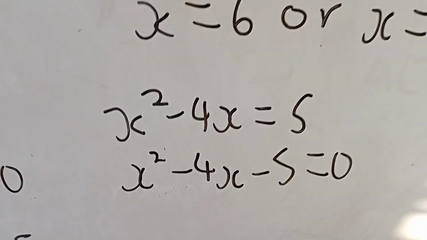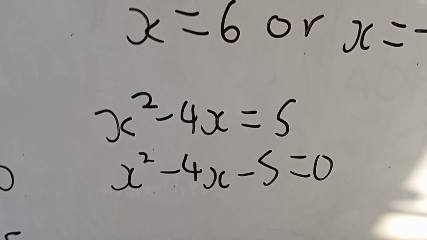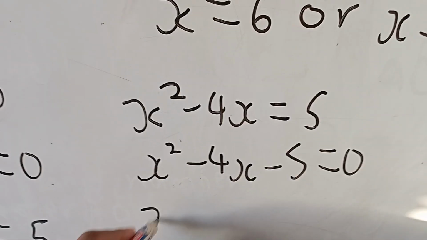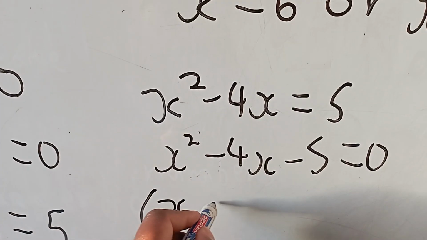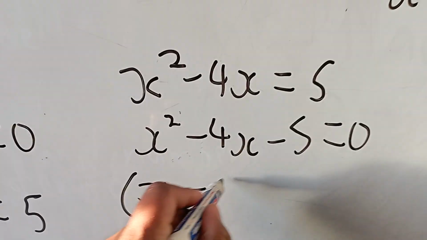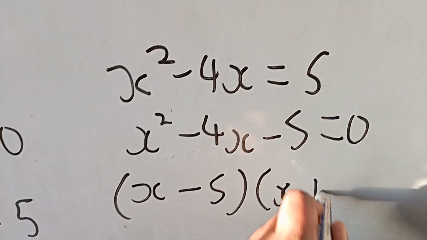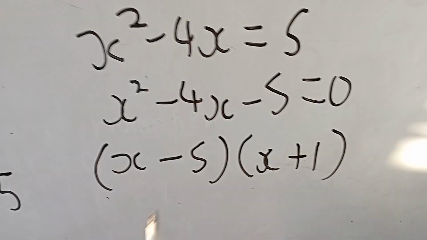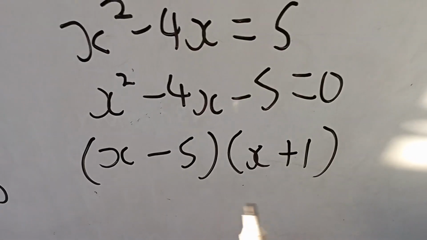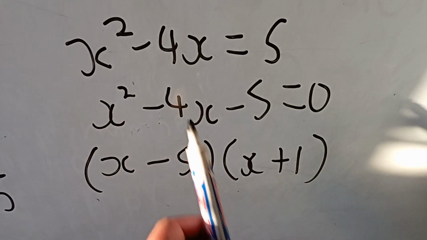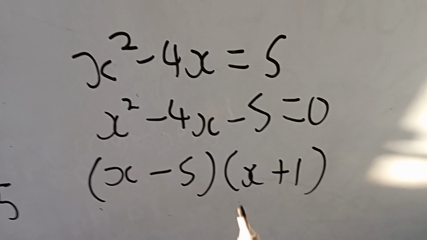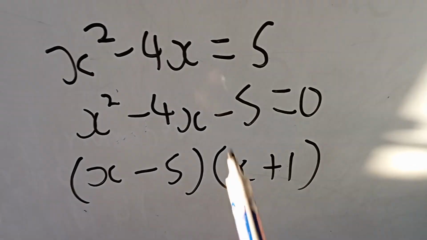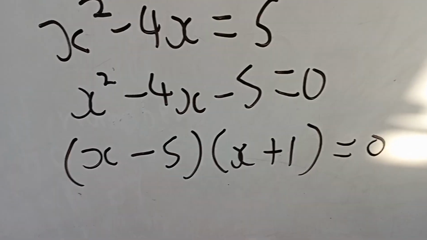When we have it now like this, this is what we can do. We'll find factors of 5 that will give us minus 4. So this will be x minus 5, x plus 1. Right. When we multiply this, x times x gives you x squared. x times 1 gives you 1x. Minus 5 times x will give you minus 4x. Then minus 5 times 1 will give you negative 5, which is equal to 0.